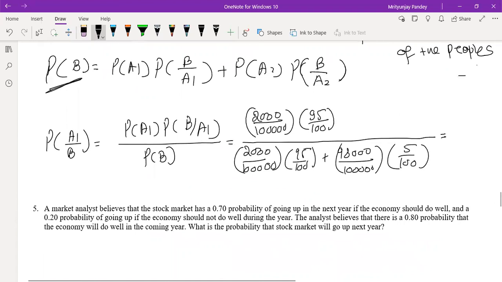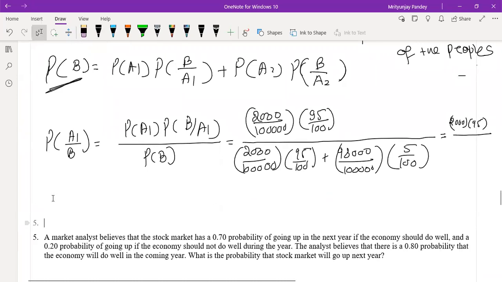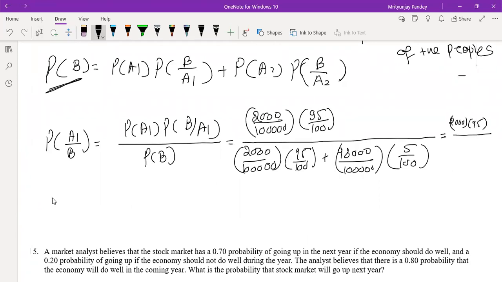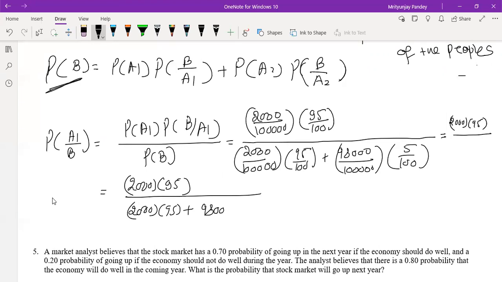ओके, सो व्हाट इज द फाइनल आंसर? डिनोमिनेटर कट जाएगा, राइट? Yes. डिनोमिनेटर कंप्लीटली कैंसिल हो जाएगा, दोनों का डिनोमिनेटर. तो ऊपर 2000 into 95 हो जाएगा, एंड डिनोमिनेटर 2000 into 95 plus 98 into 5000. तो सब ऐड करके आप बताओ मुझे. चलो एक लाइन और यूज कर लेते हैं. 2000 into 95 plus 98,000 into 5. Yes, tell me the final answer.